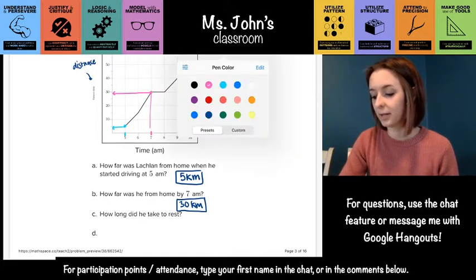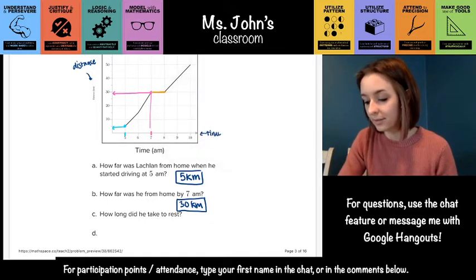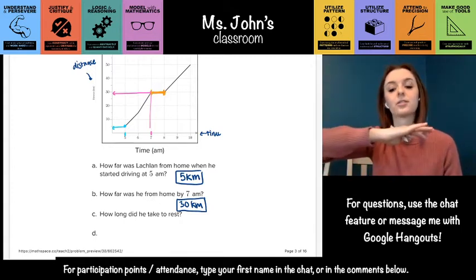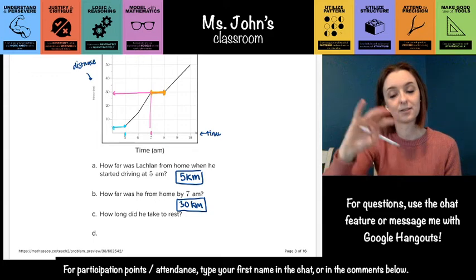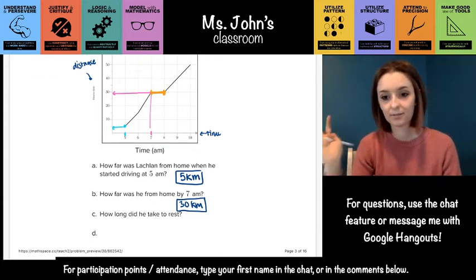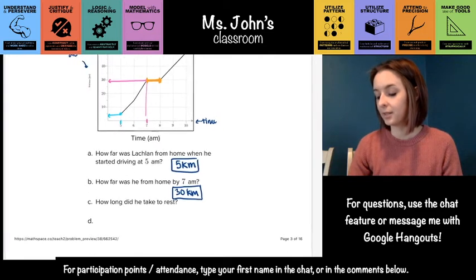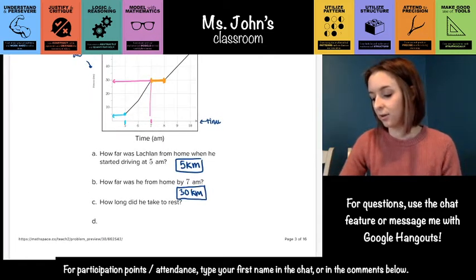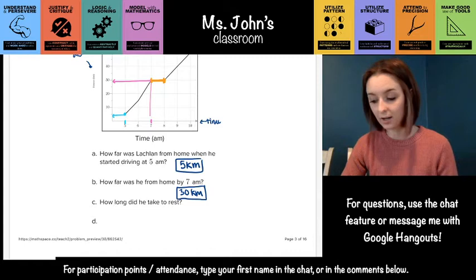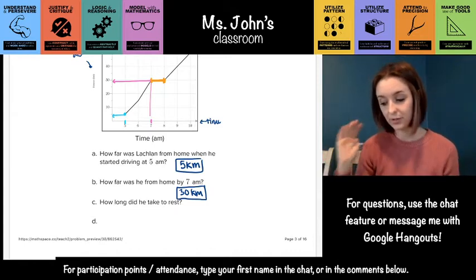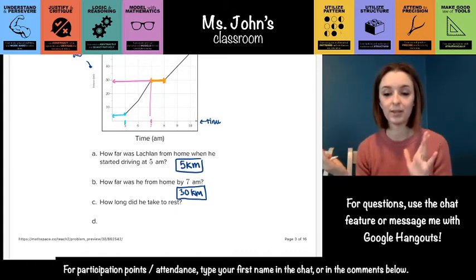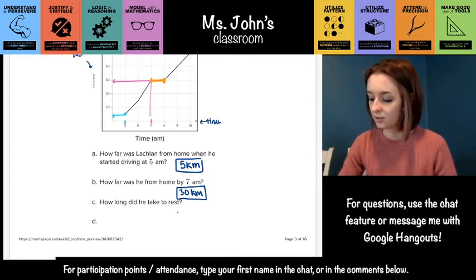this graph. Let me pick a different color. It only happens right here. Do you see that? That horizontal section of the graph is where he has stopped. He's resting, whatever. Something's happening so that he's not moving forward, not going any speed. So how long it's asking, it was from 7 a.m. to 8 a.m., which means it was only an hour that he took to rest. So this is 1 hour.